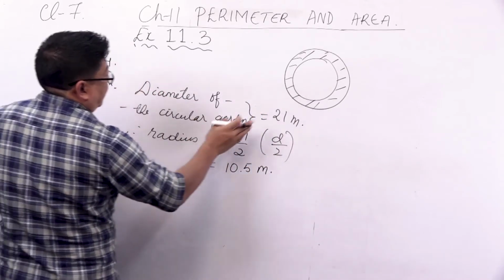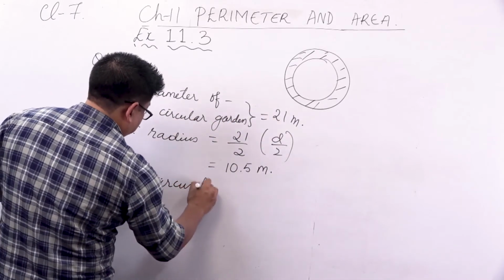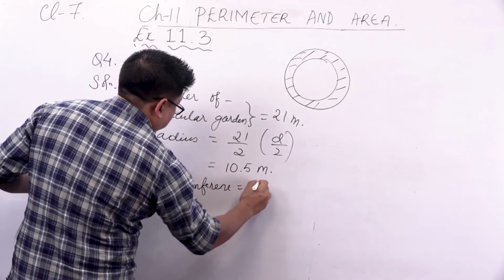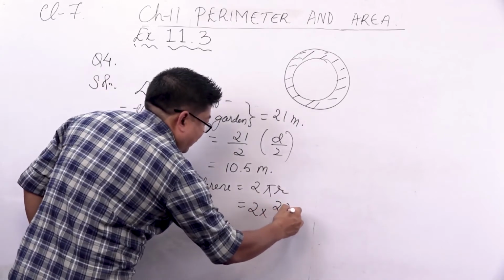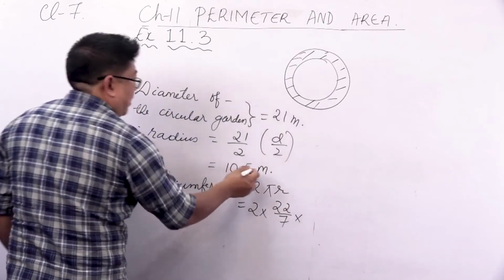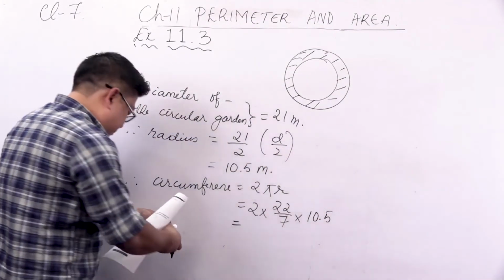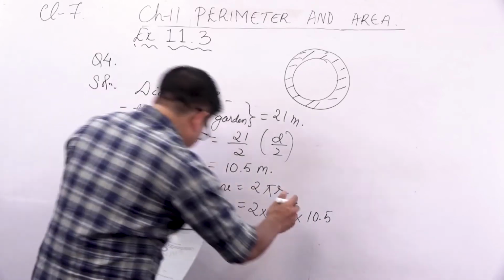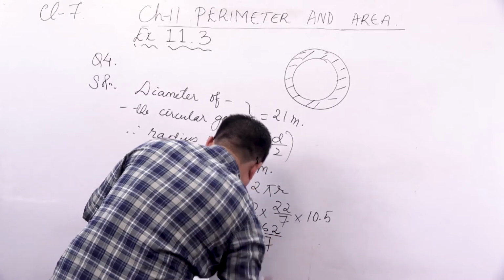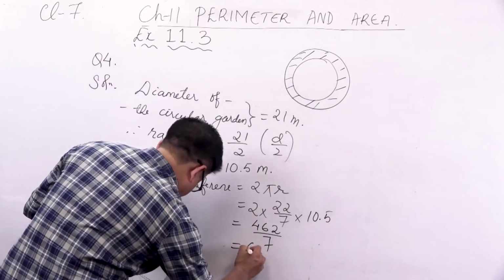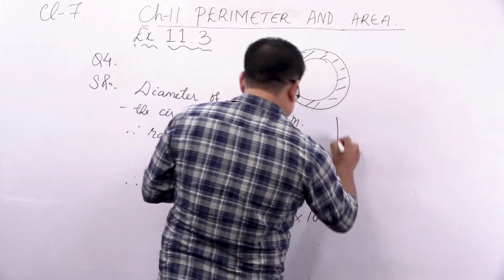Now, we know the radius. Therefore, circumference is equal to 2 pi r. Now 2 into pi is always taken as 22 by 7. R, we got 10.5. So you multiply all these. If you multiply this, you are going to get 462 by 7. And when you divide, your answer should come as 66 meter. Now this is the first part.